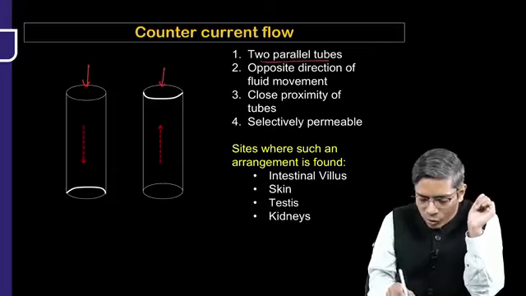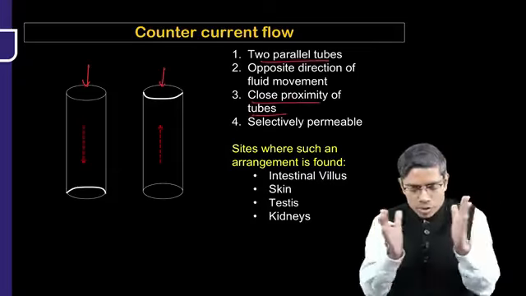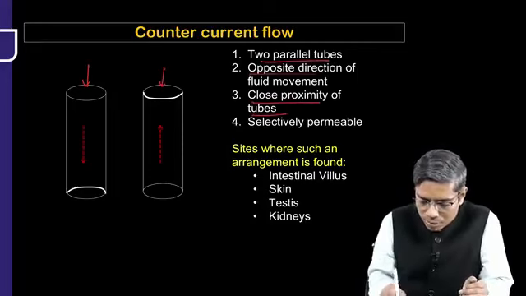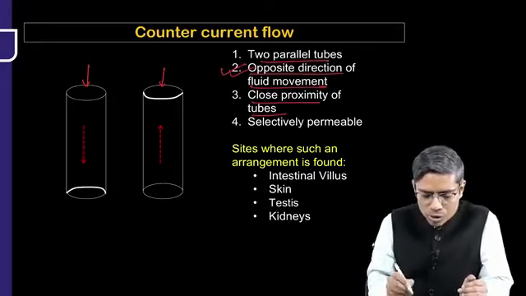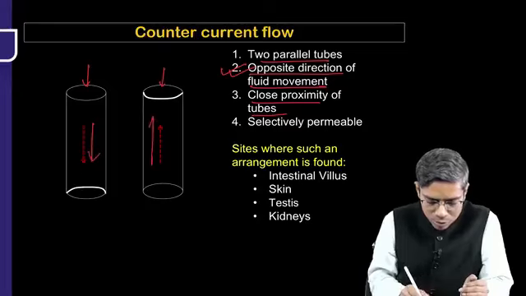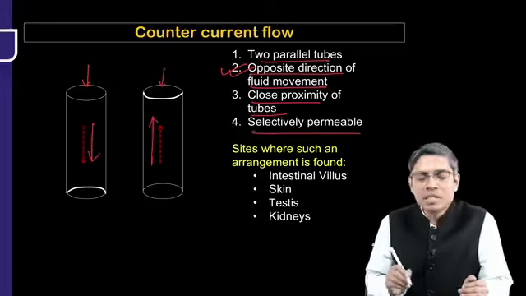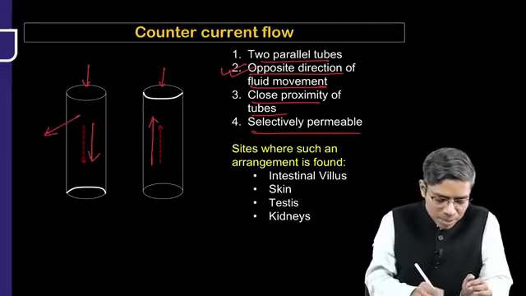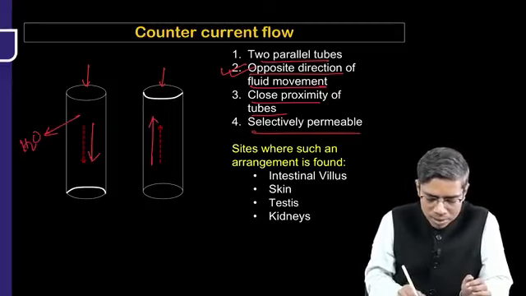This tube should be very close to one another. So the tubes should be very close to one another. The flow of fluid in these tubes should be opposite to one another. If the flow is downward here, it should be opposite there. And the tubes should be selectively permeable for different substances. Means if it is permeable to water, then this should be impermeable to water like this.